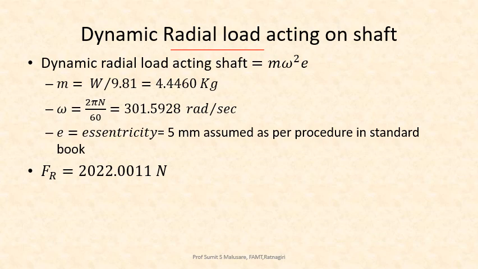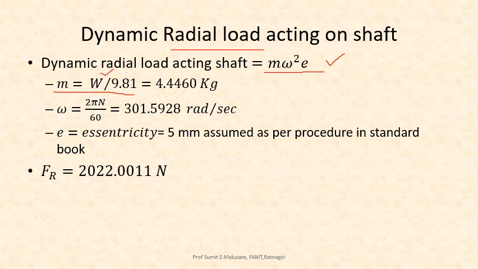Okay, so the dynamic radial load acting on the shaft is equal to m omega squared into e. As per the standard pump manuals, we have to assume a certain eccentricity, and due to that eccentricity, whatever load is acting is assumed as a radial load. So here I have to calculate the value of the mass of the impeller.